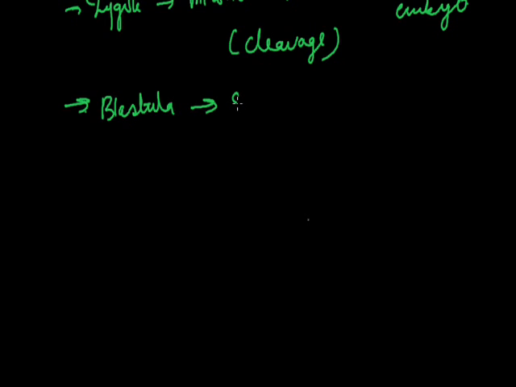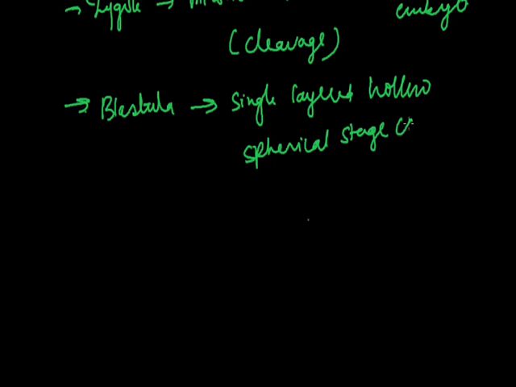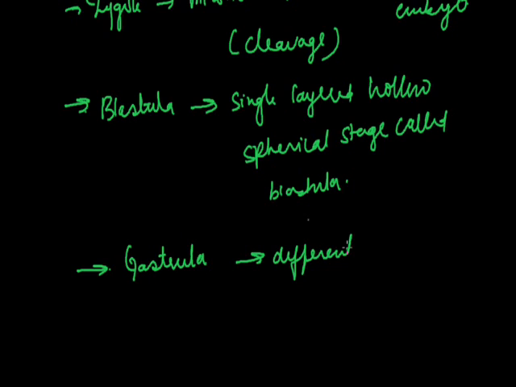Blastula is the single layered hollow spherical stage. Now this blastula will develop into a gastrula stage. On the surface of the blastula, organ specific areas migrate to their predetermined positions. So there will be differentiation of the cells. The specific areas migrate to their predetermined positions.